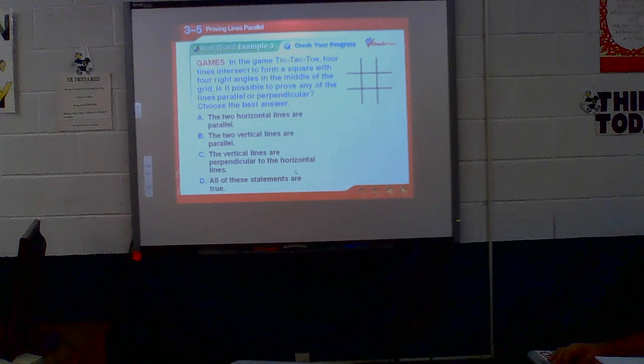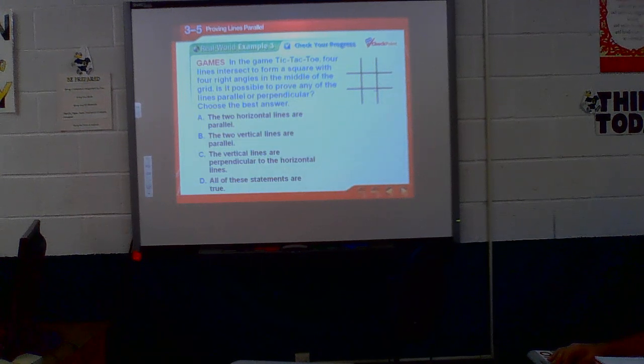this is more of kind of a thinker. In the game tic-tac-toe, 4 lines intersect to form a square with 4 right angles in the middle of the grid. So even though they don't show that to you, they say it, so you have to basically believe that that's true. It would have been a little nicer if they would have shown the right angles by putting the boxes in there, but they don't. So is it possible to prove that any of the lines are parallel or perpendicular? If I know that this is a 90-degree angle and this is a 90-degree angle right here, can I prove that anything's parallel or perpendicular in that case?